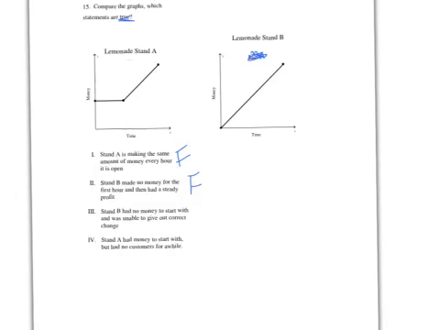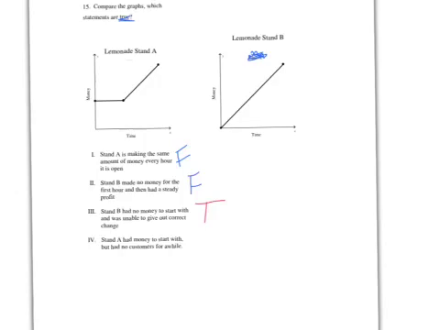Roman numeral 3, stand B had no money to start with and was unable to give out correct change. So if the amount of money here was 0, they had no money. Would they be able to give out correct change if they had no money to start with? The answer would be no. So that is a true statement.